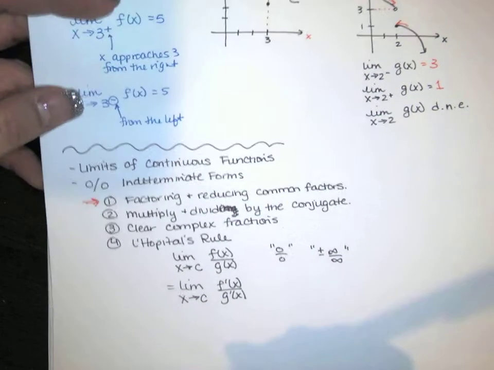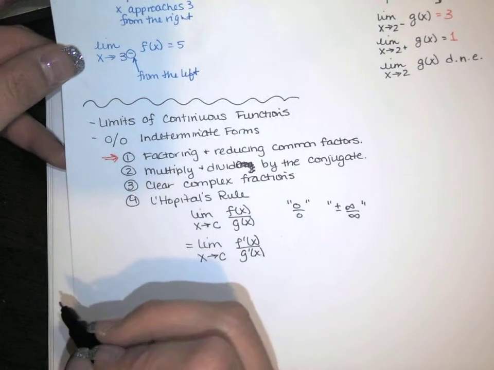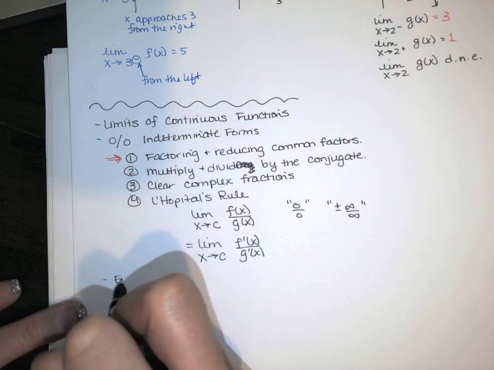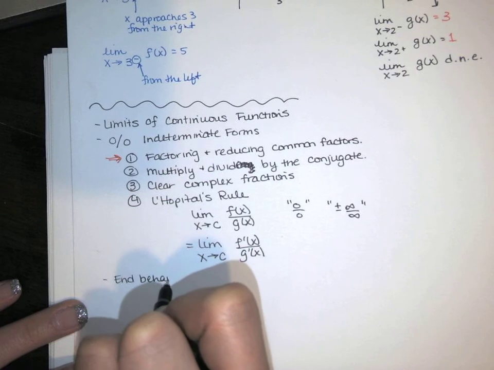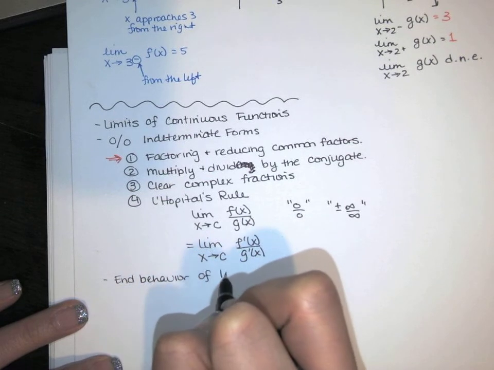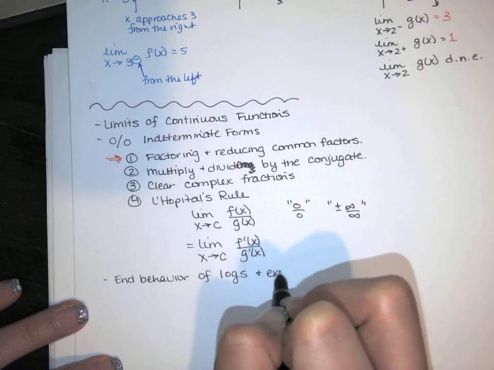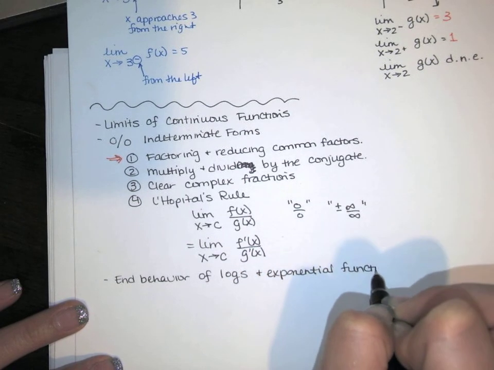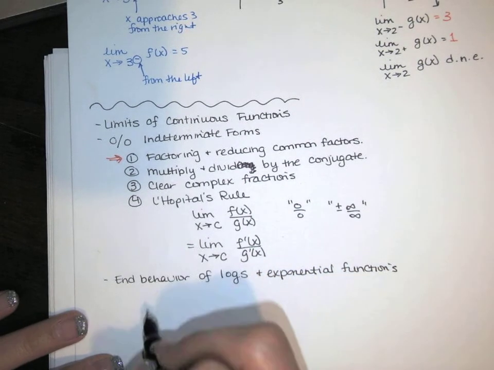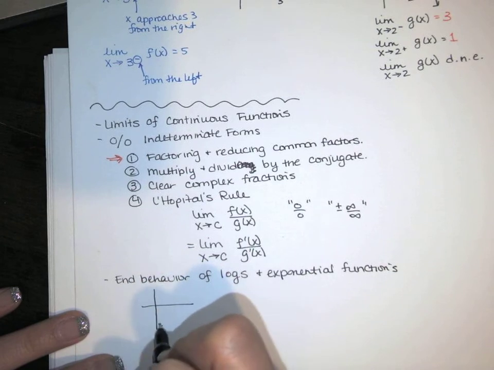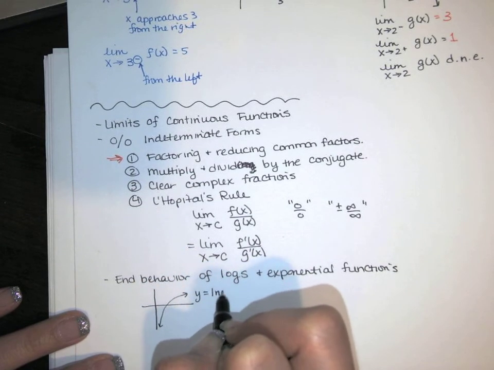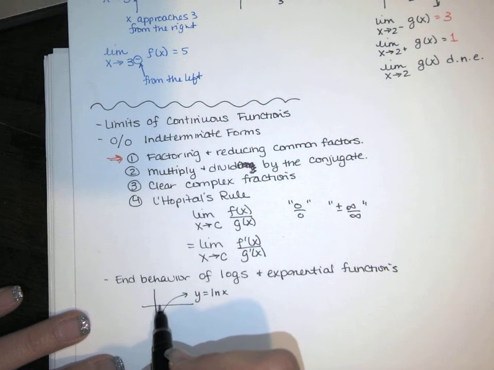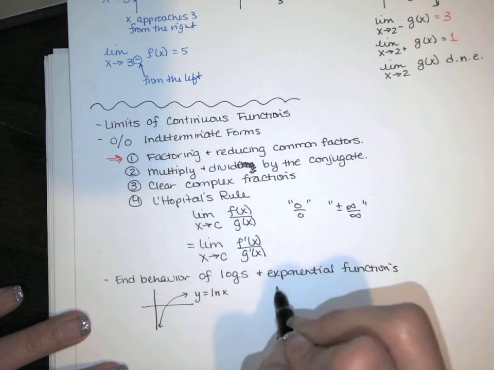And of course we want to remember how logarithms behave and exponential functions behave. So don't forget the end behavior of logs and exponential functions. You should know what those look like. If you don't, that's okay. You're just going to have to review. But here, just in general, natural log of x looks like that. As x goes to infinity, y goes to infinity. As x approaches 0 from the right, y goes to negative infinity.